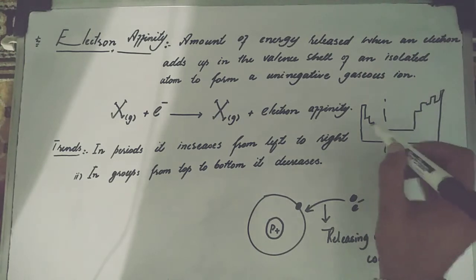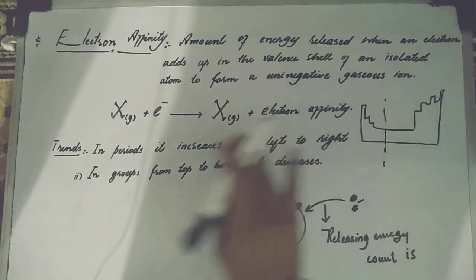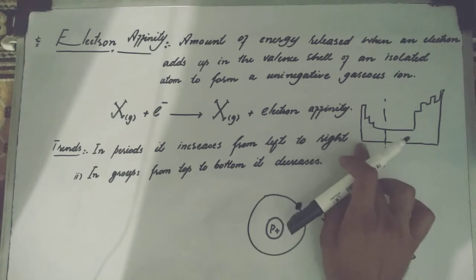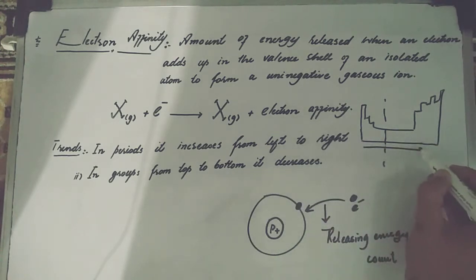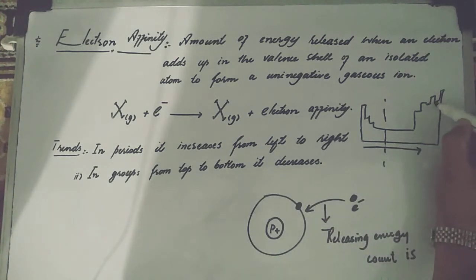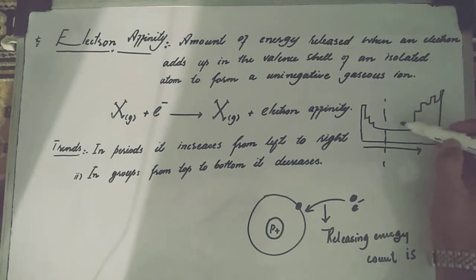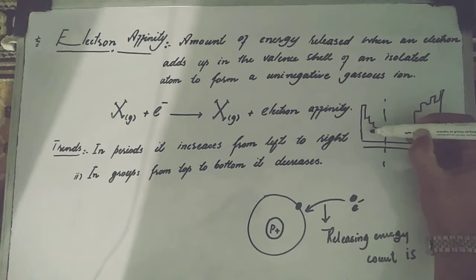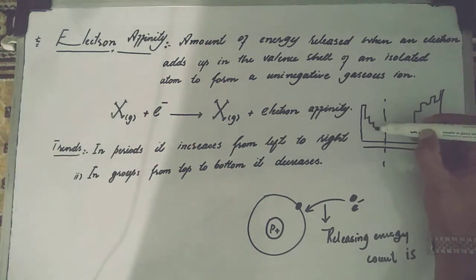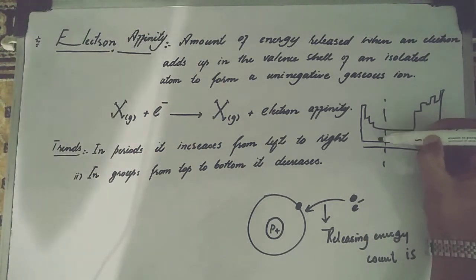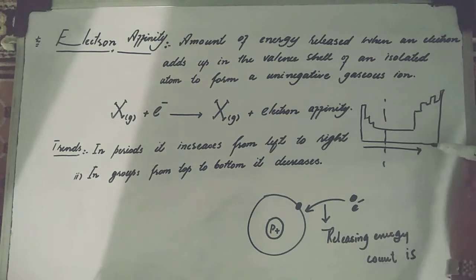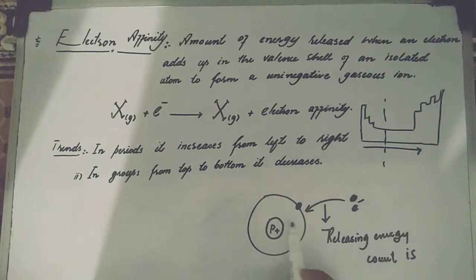The electron affinity, or the love of electron, increases as you move from left to right, which means that halogens will have the highest love for electrons as compared to the alkali metals. The alkali metals don't have that much love for electrons to add them up, and halogens will love to get an electron or to add an electron into their valence shell.